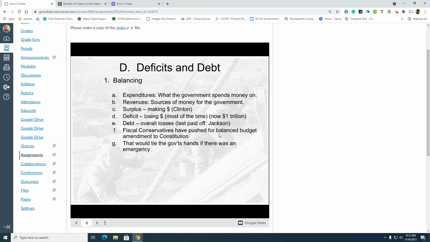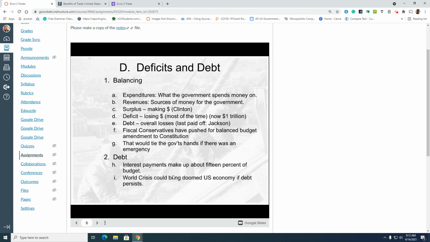Fiscal conservatives have pushed for a balanced budget, but they only tend to care about that if it's other people's problems. If it's them and their state is hurting and needs money, they'll go ahead and take it. So people who claim to be fiscally conservative or want a balanced budget, it's sometimes a little bit misleading. A balanced budget amendment to the Constitution, forcing them to balance it every time, would tie the government's hands, because we needed to borrow lots of money during World War II, or if there's a series of disasters. So in a time of emergency, a balanced budget amendment might be harmful.